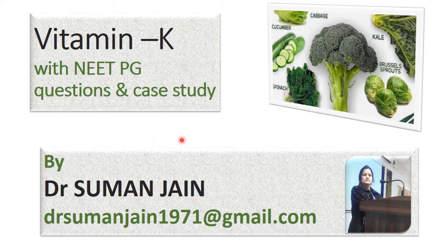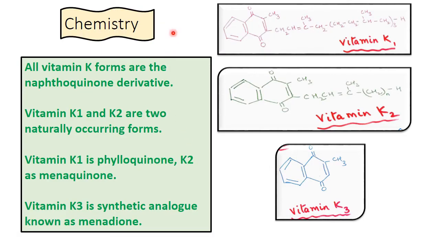Vitamin K, here we will also see the NEET PG questions and also a case study. Now first, coming to the chemistry. All the vitamin K forms are naphthoquinone derivatives. Vitamin K1 and K2 are naturally occurring forms, where K1 is phylloquinone and K2 is menaquinone. And a synthetic form is also available, which is known as menadione or vitamin K3.